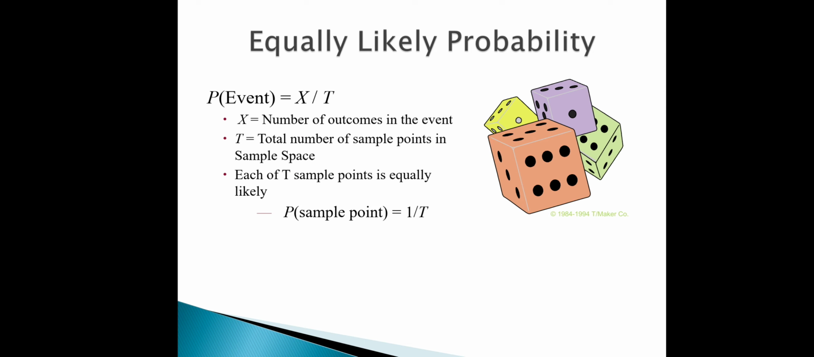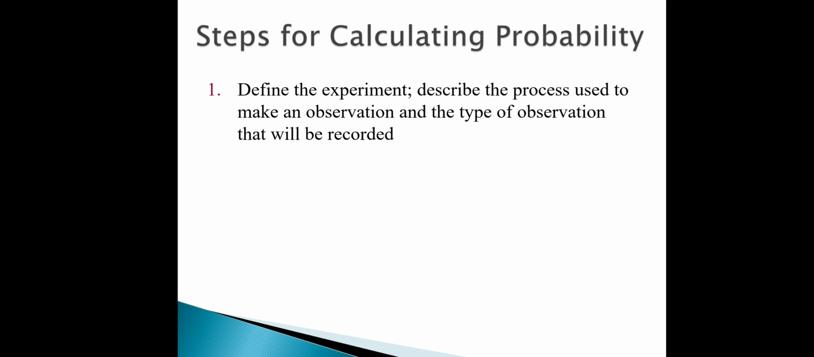Equally likely probabilities. Now P(event) is equal to X by T, where X is the number of outcomes in the event, T is the total number of sample points in the sample space, and each of the T sample points is equally likely, and P(sample point) is equal to 1 by T.